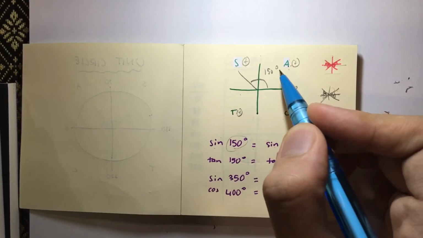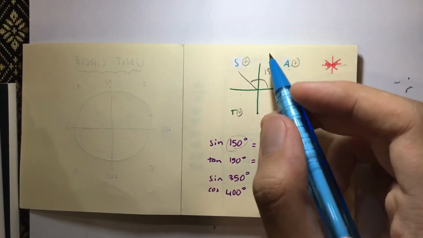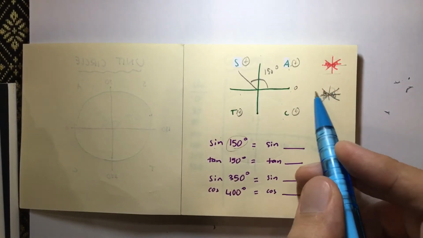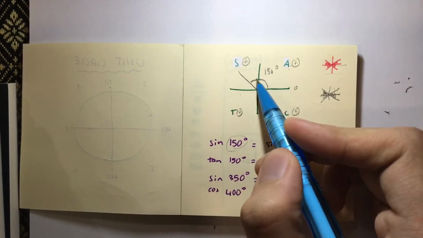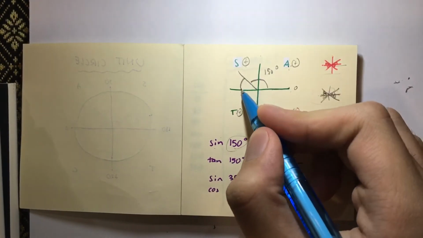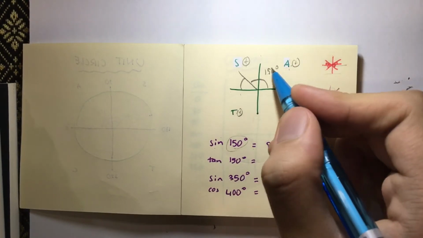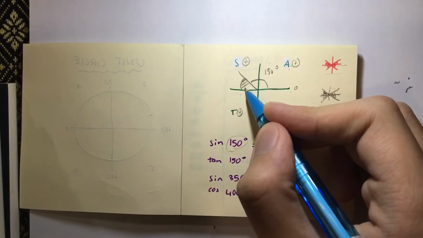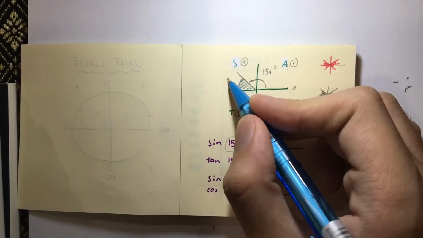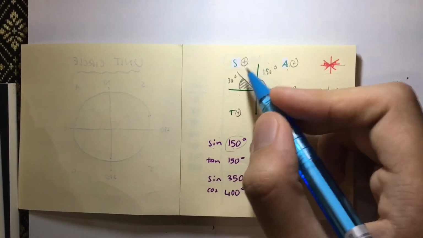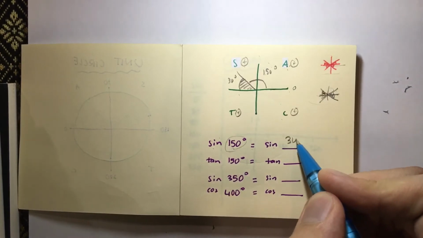This is 150. Now, again, let's see which angle I should drop down on. So this is 150. Do I draw it here, here, here? It's this one, because it's near to the x-axis. So if this is 150, what's this one? It's 180 minus 150, so you get 30. So let's say it's sine 30.